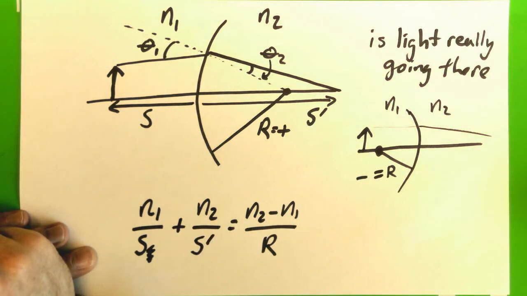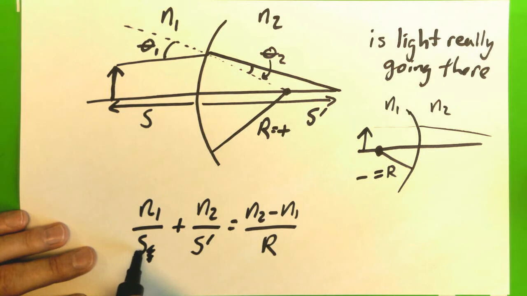Now, light's always coming off the object, so S is always positive. And then the indices of refraction are also positive. They don't adjust because of the surface. So it's really just this R that could be positive or negative, which means that S prime could end up being positive or negative depending on these values.